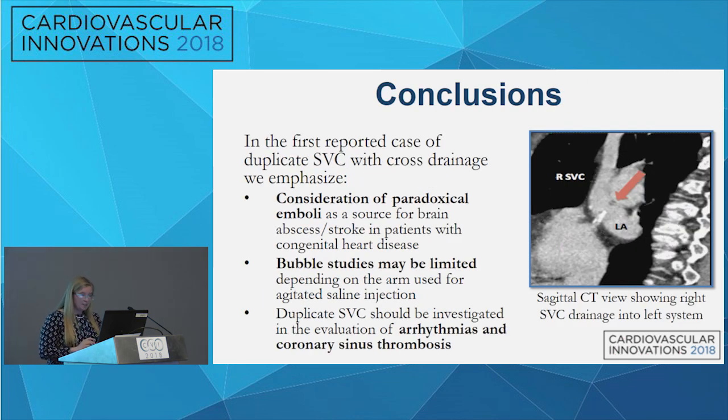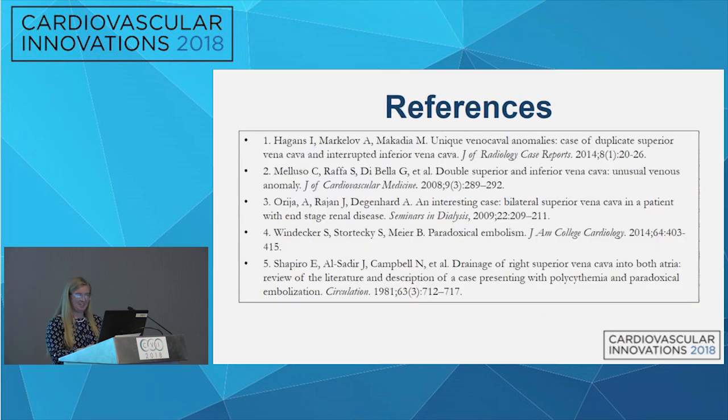So in conclusion, for your patients with brain abscess, consider paradoxical emboli, especially in the setting of congenital heart disease. Recognize that you need that TTE with bubble and that bubble studies may be limited. And be wary of your patients with duplicate SVC. Even though they're usually asymptomatic, there's potential for arrhythmia and coronary sinus thrombosis, and just be wary when you're doing those procedures on those patients. Thank you.